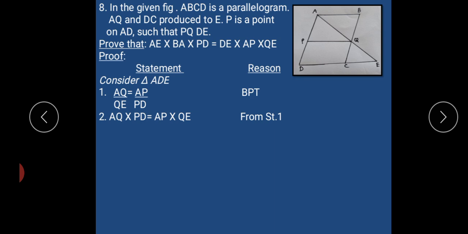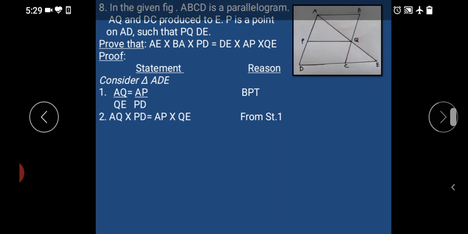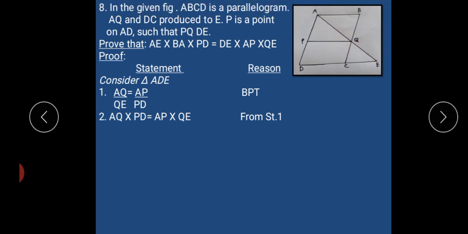Now just see what is asked to prove. In the final statement, AQ is not there. So you have to replace AQ. PD is there. AP is there. QE is there. In addition to that, AE is there, that is AE is here. Then BA is there, BA is here. And DA is there, it is here.